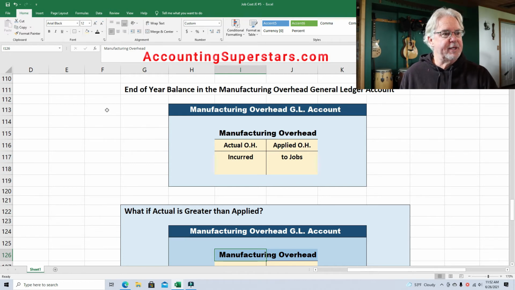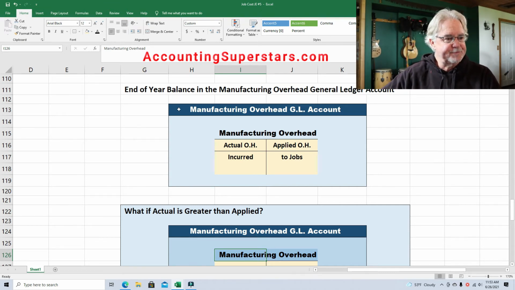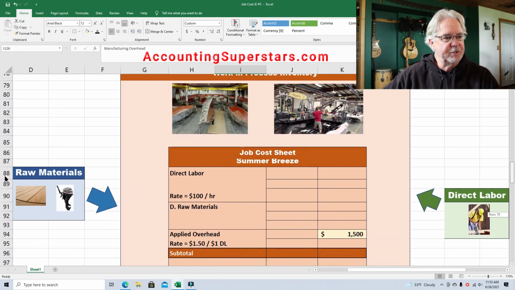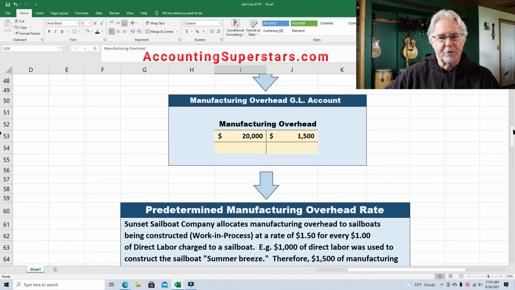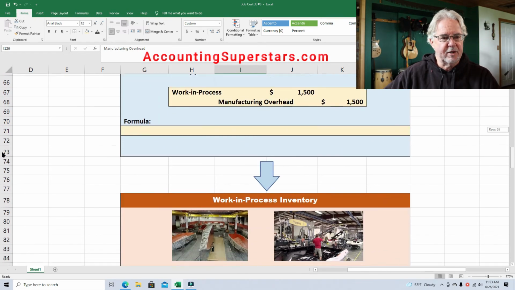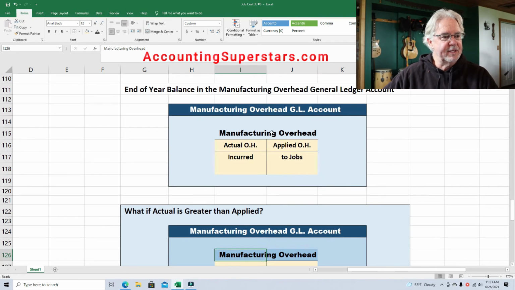All right, so here is what's happening. Let's pretend that we're at the very end of the year, and we're closing out the accounting system so we can print the financials and report on what's going on. So here's the manufacturing overhead general ledger account. It's the exact same account that we were looking at right up here, but the numbers are going to be different because it's the end of the year and a lot has happened during the year.